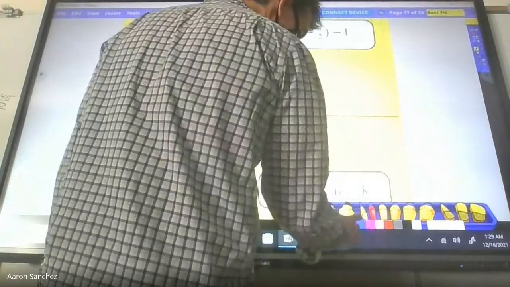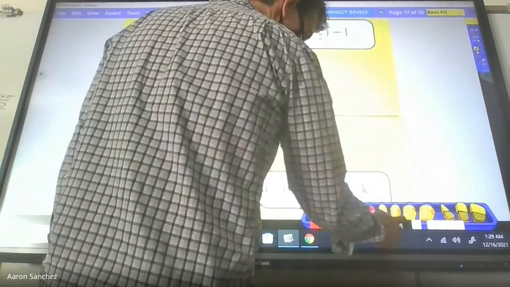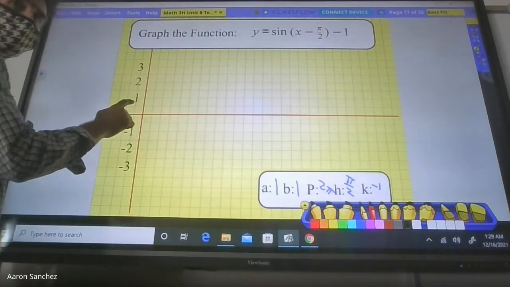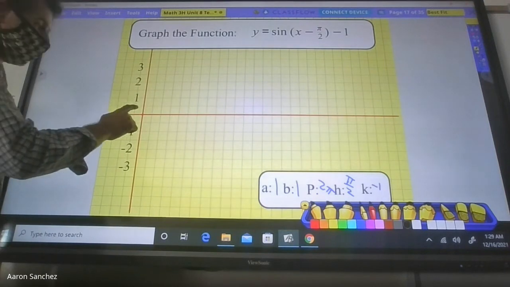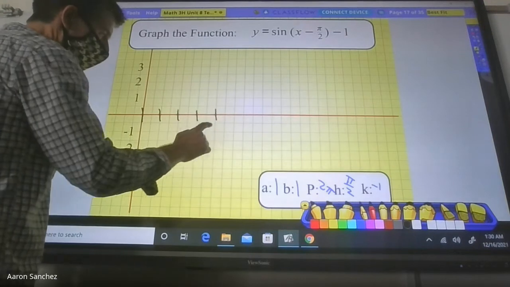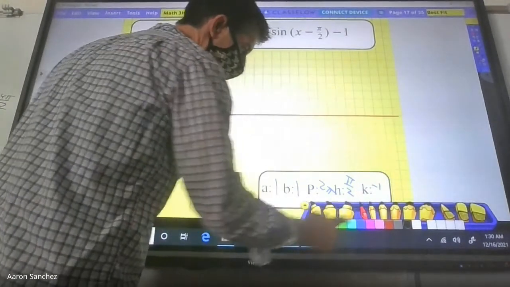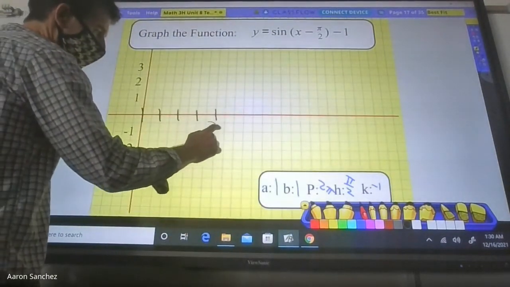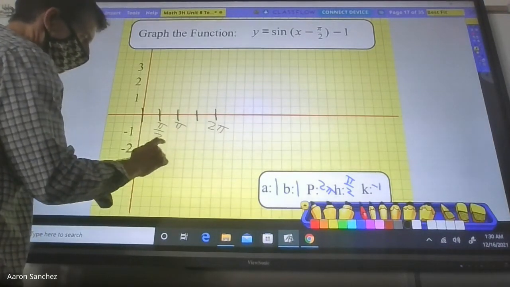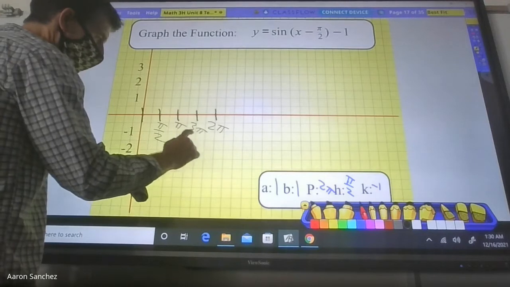Okay, so let's do our easy stuff. When I say easy, I mean the easiest is still hard. Here we go. 5 key points. Let's do that, right? You guys get that? 1, 2, 3, 4, 5. And so we know this is our standard: 0, pi over 2, pi, 3 pi over 2, 2 pi. Okay?